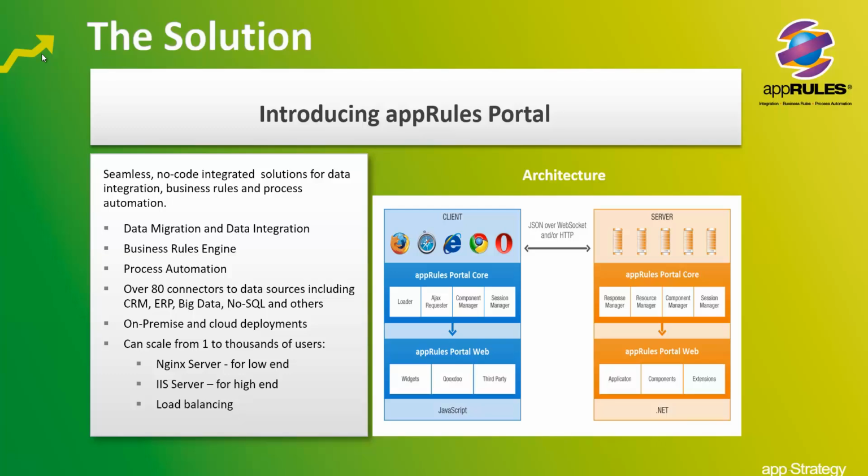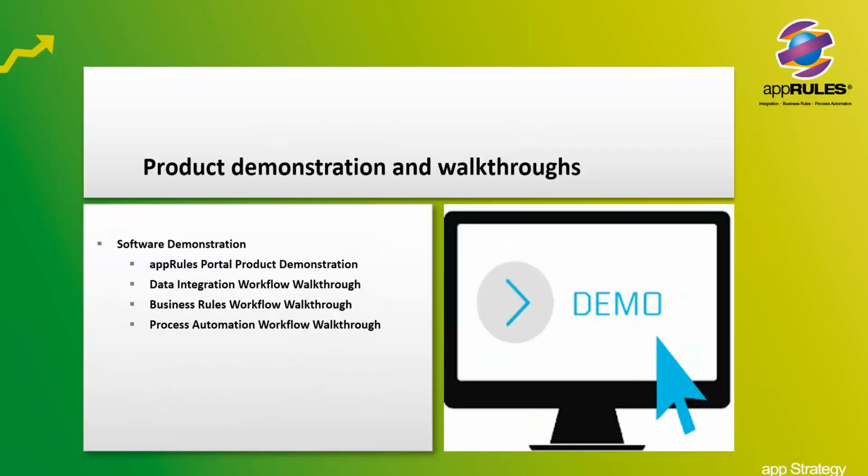The system includes over 80 connectors to data sources such as Dynamics CRM, Dynamics AX, Dynamics GP, SharePoint, Salesforce, and others. And we keep adding additional connectors, so if your connector is not in our current list, just ask to see if we have it in development. Thanks to our very scalable architecture, you can deploy appRules Portal on the desktop, departmental server, or subscribe to our flexible and cost-effective hosting option. And when it comes to scalability, you can access appRules Portal through all modern browsers. No other software is required.